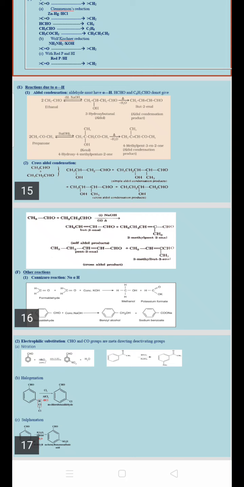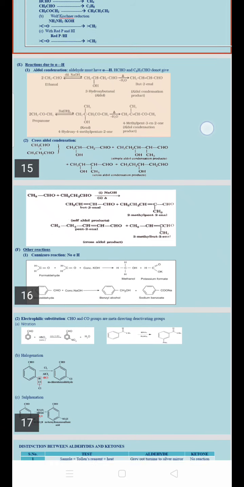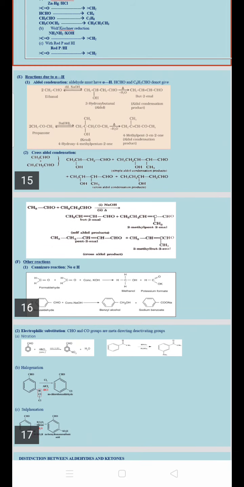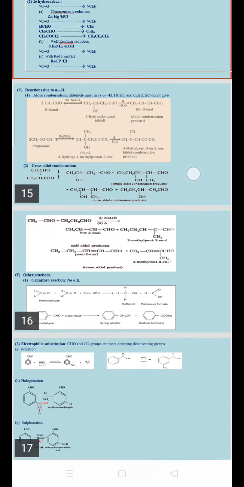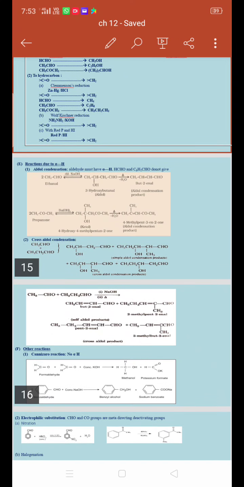Because of this acidity, the carbonyl compounds have a strong electron withdrawing group. So I am going to do aldol condensation. We know that aldehydes and ketones possess an alpha hydrogen. Now let me look into the first reaction. This is the picture from the textbook.